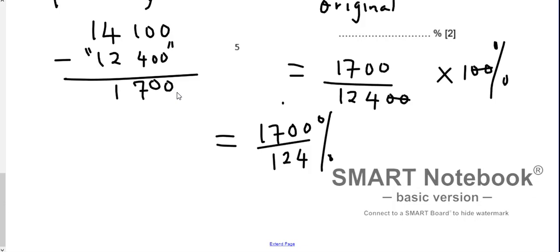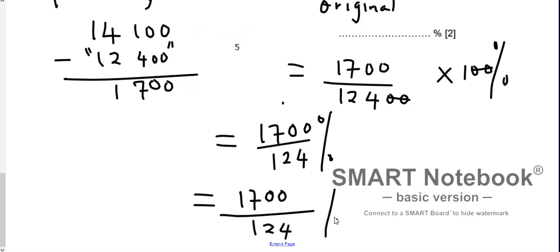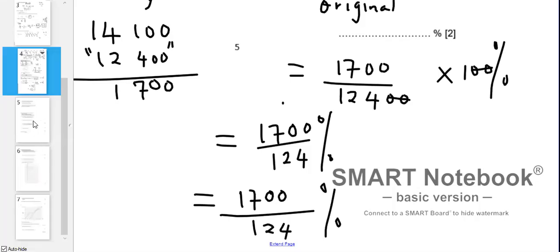All right, so welcome back. So I was trying to check if this is simplifiable. But either way, you can use your calculator at home to save my time. Otherwise, the answer will be 1700 over 124%. Okay, so if you want to make it a decimal, you can go ahead using a calculator. Okay, there we go.